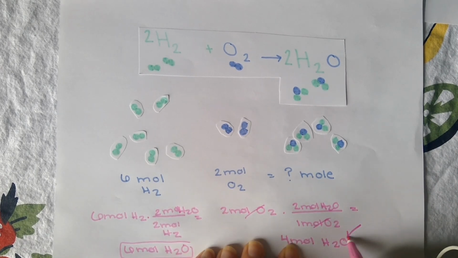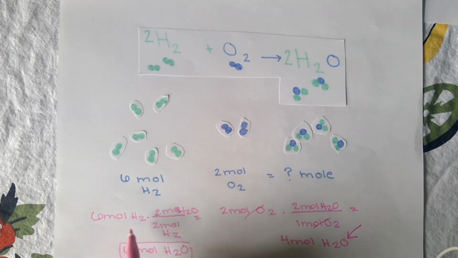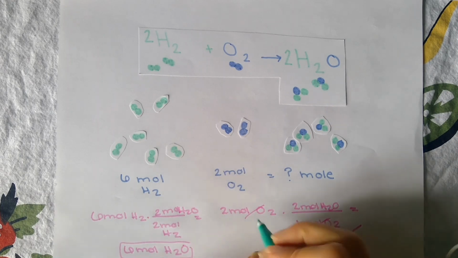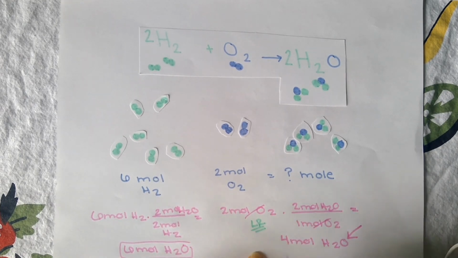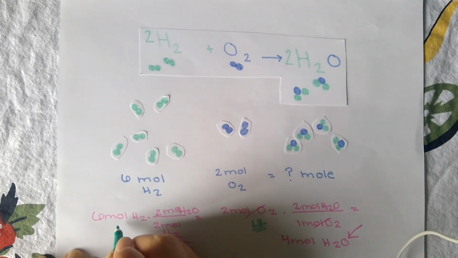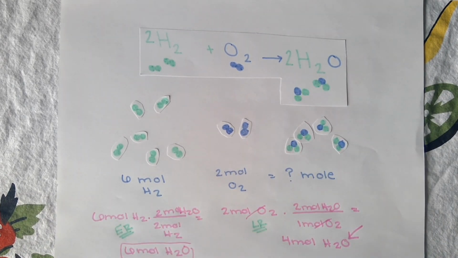And why? Because when I react all of my oxygen, that's the maximum amount of water I can produce. If I could react all of my hydrogen, I would be able to produce 6 moles. So what we find out is that my limiting reactant is oxygen. I'm going to put LR for limiting reactant. That's going to limit how much I can produce. It's going to get completely consumed, and I'm only going to be able to produce 4 moles of water. Therefore, hydrogen must be my excess reactant. So I'm going to put ER for excess reactant.